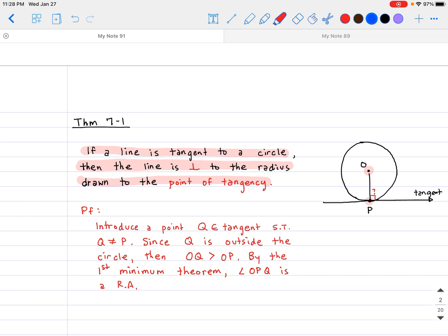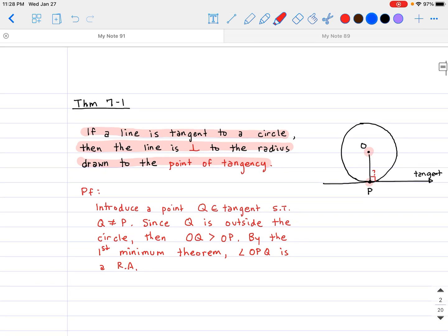Okay, so in terms of the proof, here's what we're going to do. We're going to introduce a point Q that is going to be on the tangent line such that Q is not equal to P. So somewhere on the tangent line, I'm going to draw the point Q. Let me go ahead and do that. So here is going to be some point Q. Now it could be to the right, could be to the left, it doesn't matter, it's up to you. Again, my focus is I want to show that angle P over there is going to be a right angle.